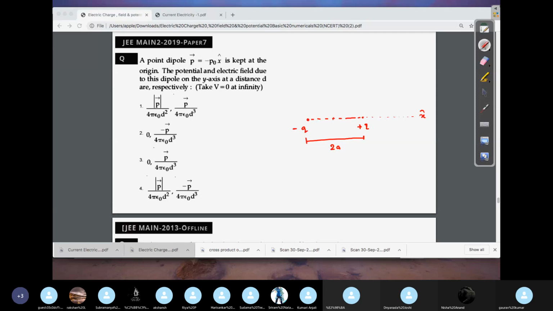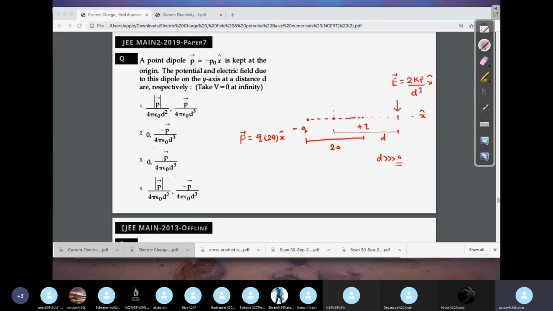If I give you any distance d here, where d is very, very large compared to a, for a far point, what is the p vector? P vector is given as q multiplied by 2a, and the direction is along x cap. So how do we write the electric field at this point? E vector is written as 2 times k into p by d cube, along x cap.